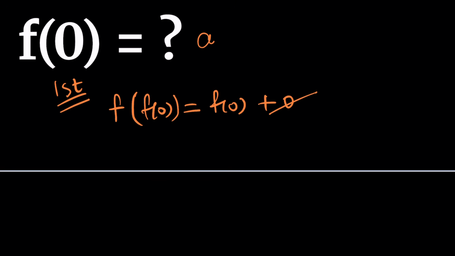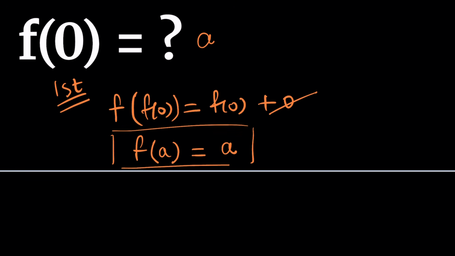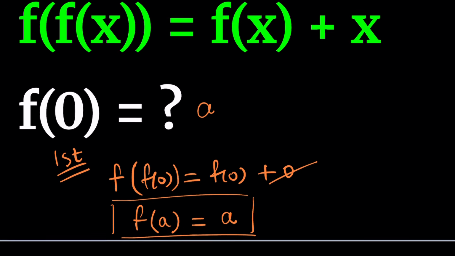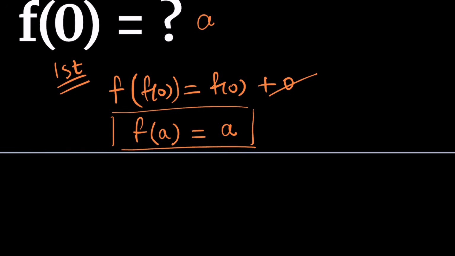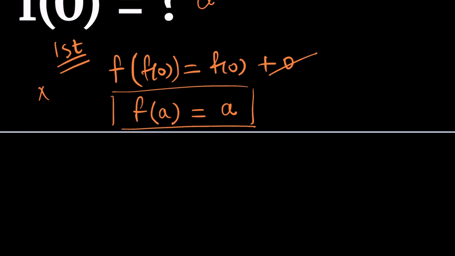So let's go ahead and replace f of 0 with a, so that gives us f of a equals a. Awesome, great. Now, let's go ahead and save this result. We're going to use it later. Now, because we got f of a as a result, it will make sense, again, to replace x with a. So the first step was replacing x with 0. The second step would be replacing x with a, so that we can get f of a again, which we can hopefully fix.